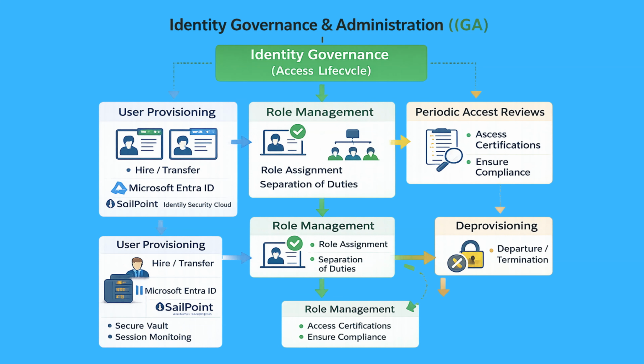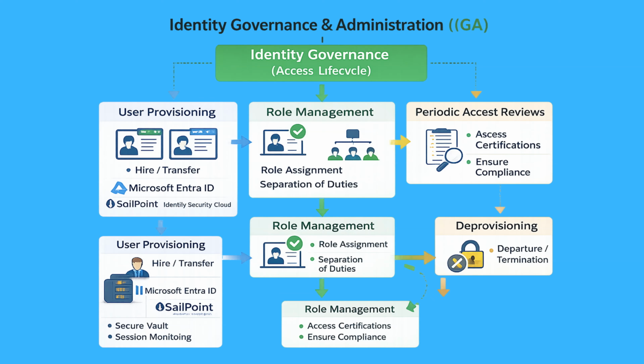Identity governance and administration. Identity Governance and Administration, or IGA, focuses on managing the lifecycle of user access. While IAM authenticates users, IGA determines who should have access to what resources. IGA systems manage several important processes: user provisioning when employees join the company, access changes when employees change roles, access removal when employees leave, periodic access reviews for compliance, role management and separation of duties.